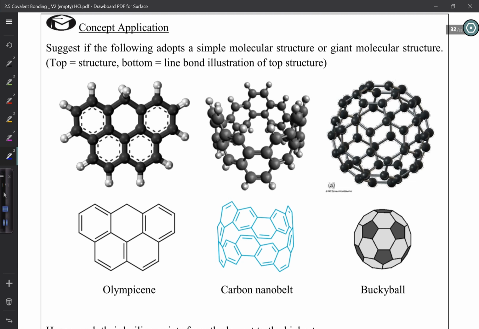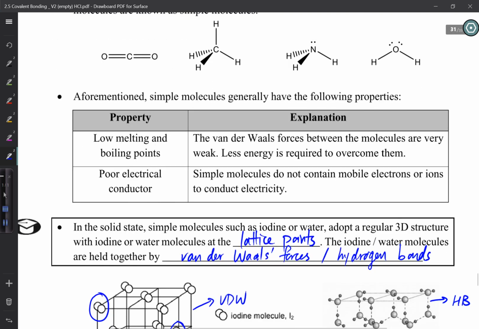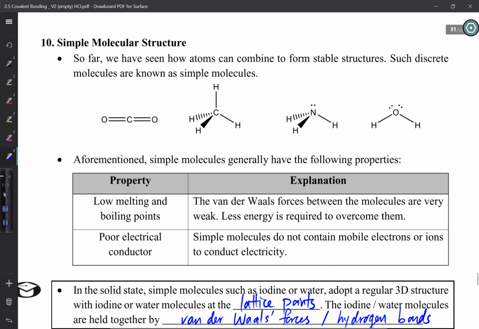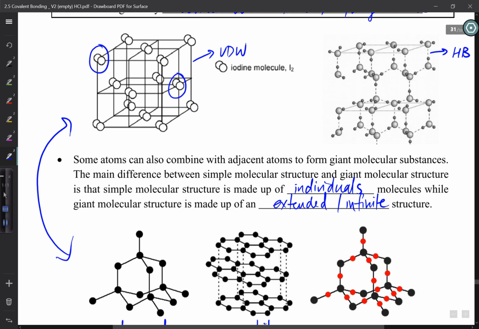So, what do you define as a simple molecule? Atoms that combine to form stable structures. Simple molecules must have a discrete structure, right? How is this different from a giant molecular structure? Giant molecular expands. It's made out of an extended or infinite structure, correct?